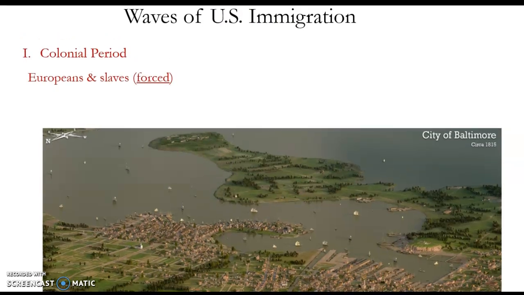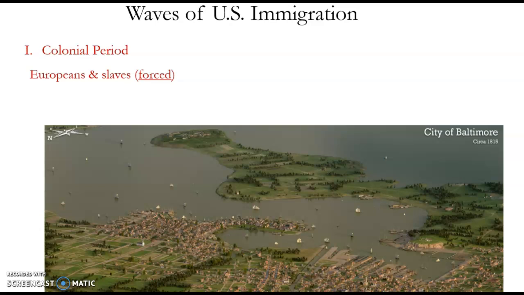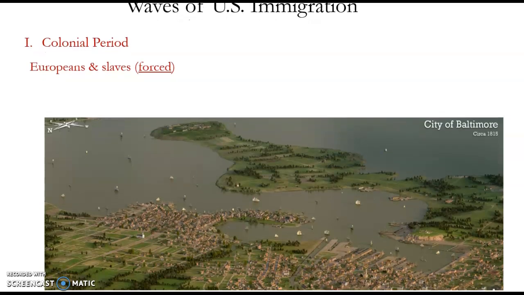Hello and welcome to part 3 of our look at migration and immigration. And here we're going to pick up with our waves of U.S. immigration. Again, we're looking at the historical background of immigration in the United States from the country's establishment in the late 1700s through our current times.